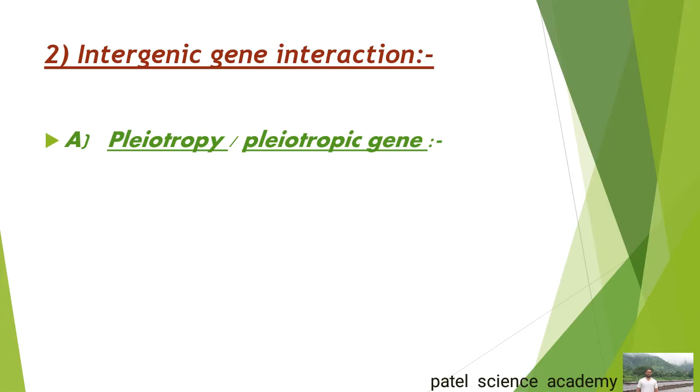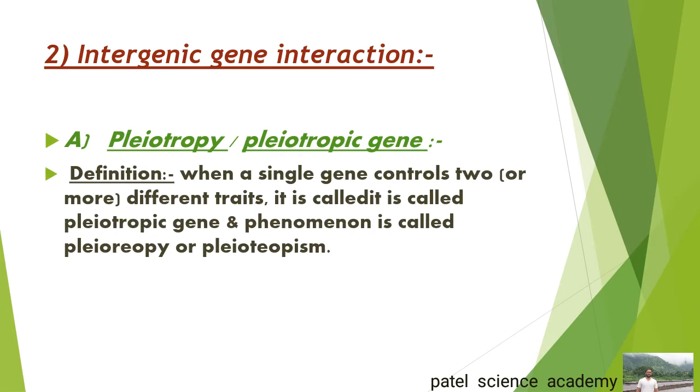So dear students, pleiotropy as an example of this intergenic gene interaction we'll see in this lecture. And what is pleiotropy and what is a pleiotropic gene? Let's see. The definition of pleiotropy or pleiotropism: when a single gene controls two or more different traits.